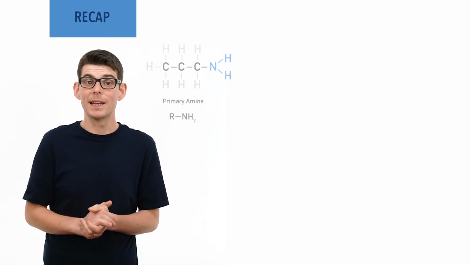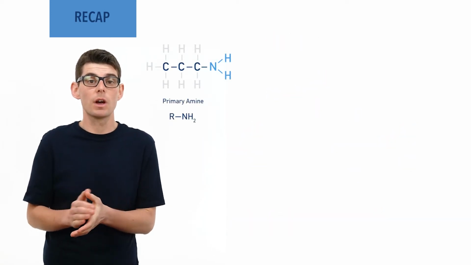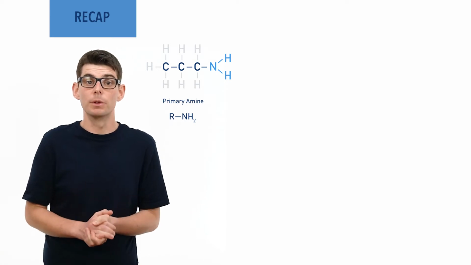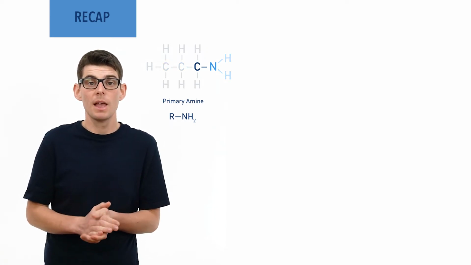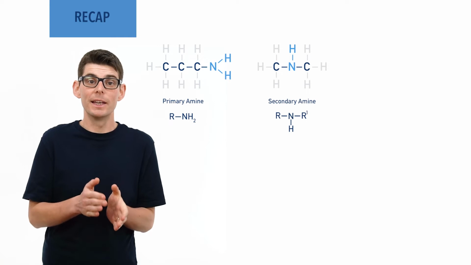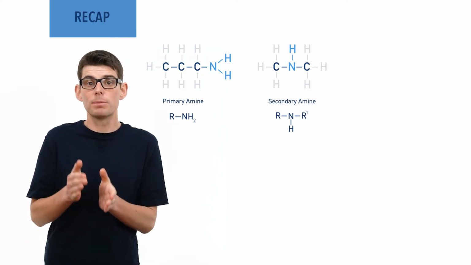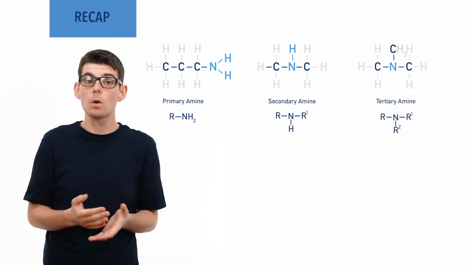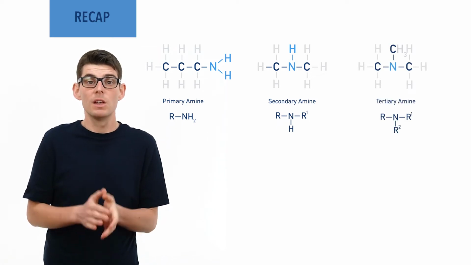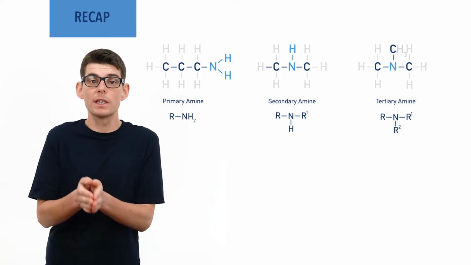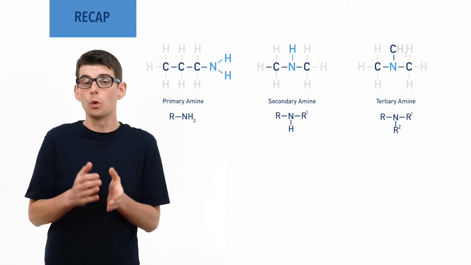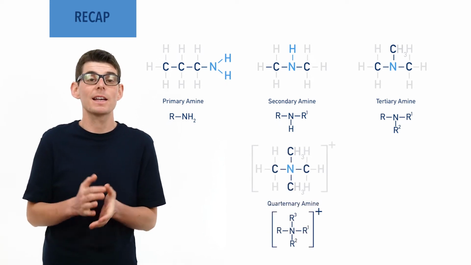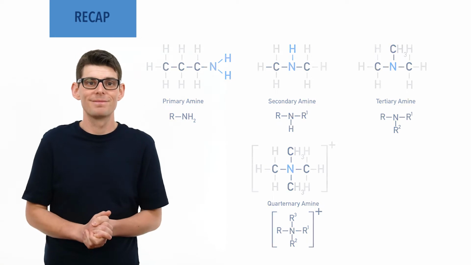A primary amine has an NH2 group at the end of a carbon chain. The nitrogen is bonded to one carbon atom. A secondary amine has an NHR group. The nitrogen is bonded to two carbon atoms. A tertiary amine has no hydrogens bonded to the nitrogen. The nitrogen is bonded to three carbon atoms. Quaternary amines can exist as positively charged ions.